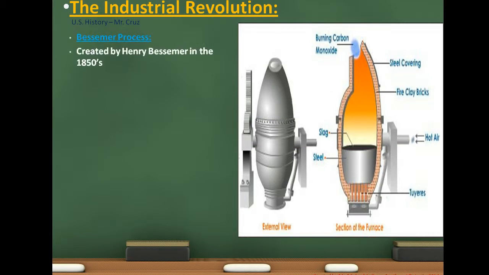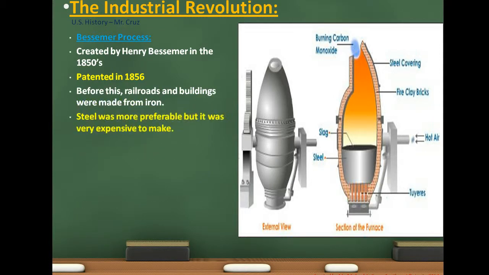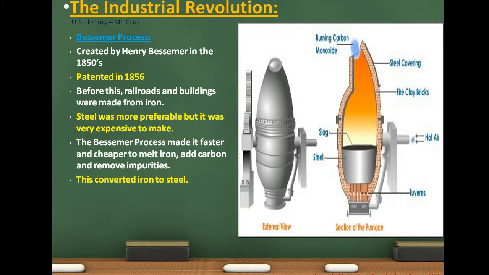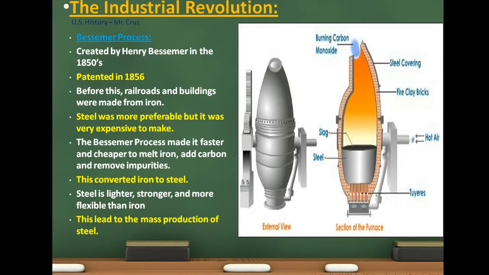Okay, the Bessemer process is our first topic. It was patented in 1856. We'll get to patent when we do our vocabulary words in this lesson. Here's the deal. It didn't invent steel. Sometimes I hear people say that. It wasn't the first time steel was made. Steel was around before the Bessemer process.